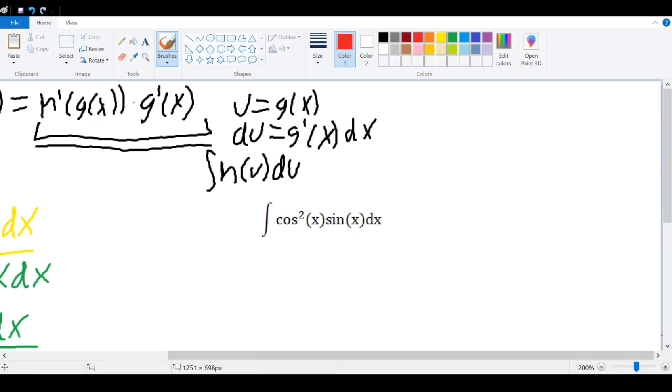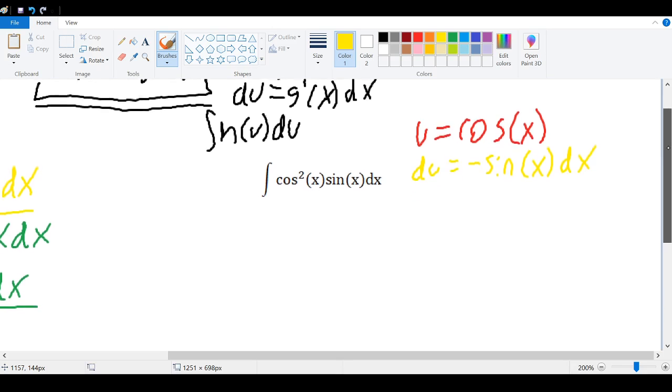Here, it looks like, well, we have two options, because the derivative of sine is cosine, but we don't have just a cosine, we have a cosine squared. So maybe u equals sine wouldn't work. Let's try u equals cosine. u is equal to cosine of x. Not cosine squared of x, just cosine of x. So if we do this, du must be equal to negative sine of x dx.